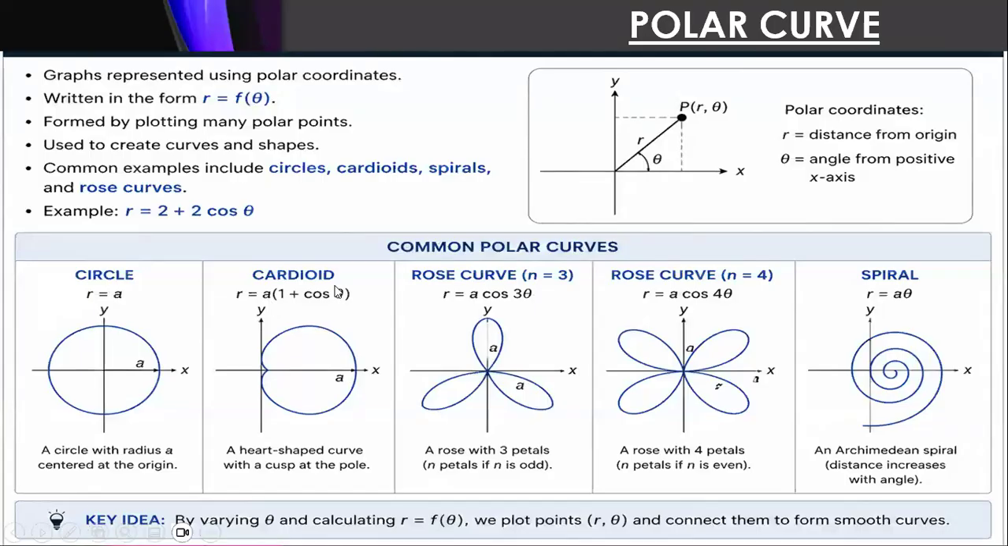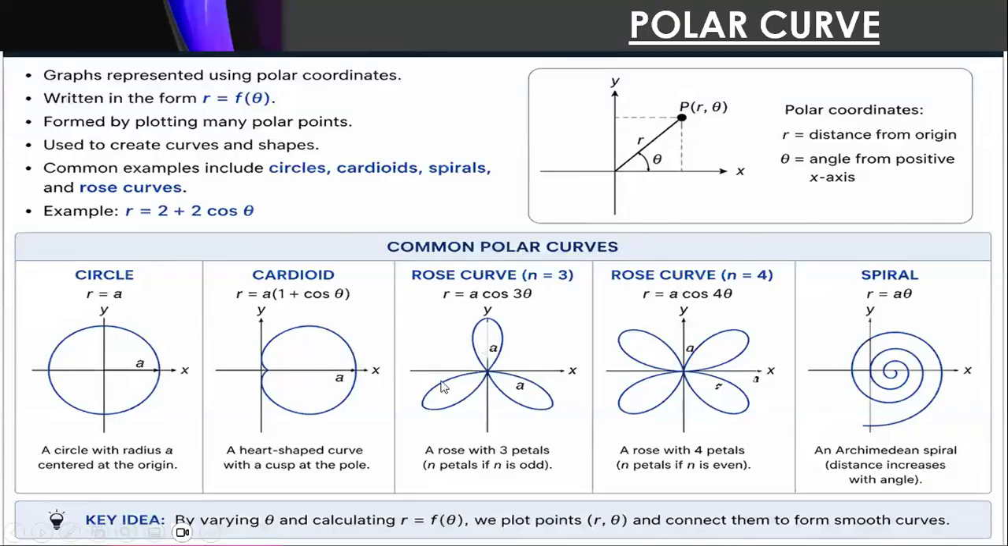This is formed in the shape of a heart. The r changes as the theta also changes. Sometimes it can get bigger, sometimes it can get smaller. My colleague will be talking more about the polar curves in detail, but what we just need to know is that the cardioid forms a heart shape.